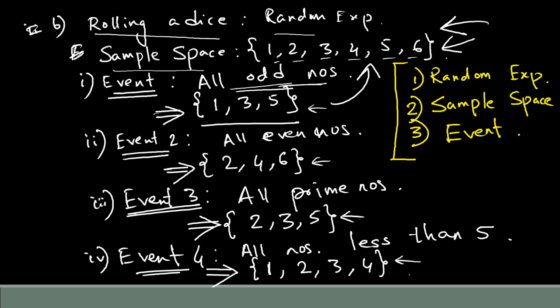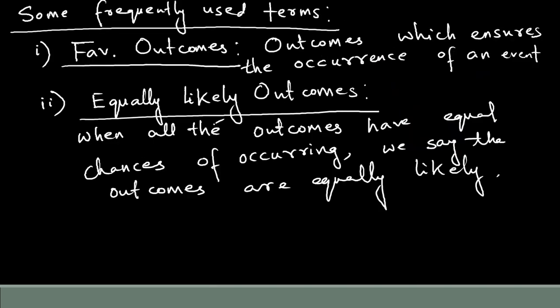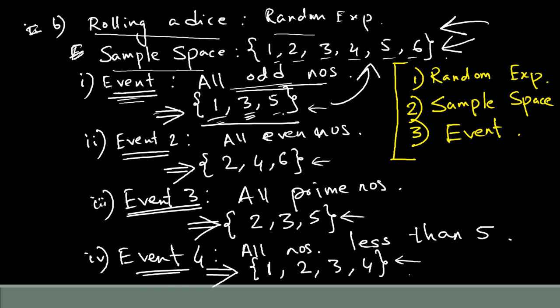So that means these are equally likely outcomes. You are as likely to see 2 as you are to see 5. Both have the same chances. Similarly, for the event of all odd numbers, it can be 1 or 3 or 5, and the chances for each of them are the same. Okay, so that is called equally likely outcomes.